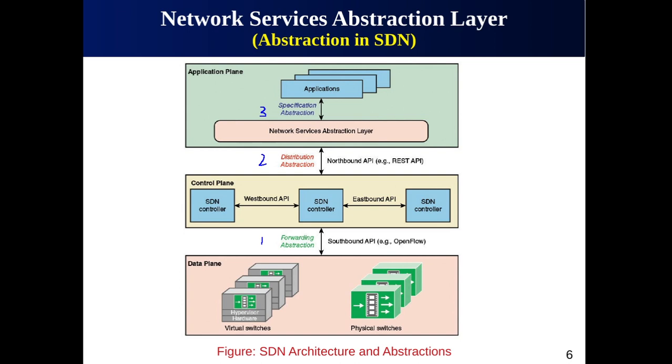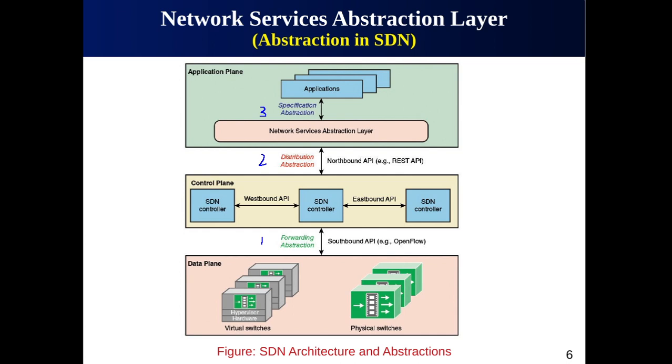Let us discuss them one by one. First, forwarding abstraction. We are quite familiar with this concept because it allows a control program to specify data plane forwarding behavior, but it will hide the details of the underlying switching hardware. And why do we need this forwarding abstraction?